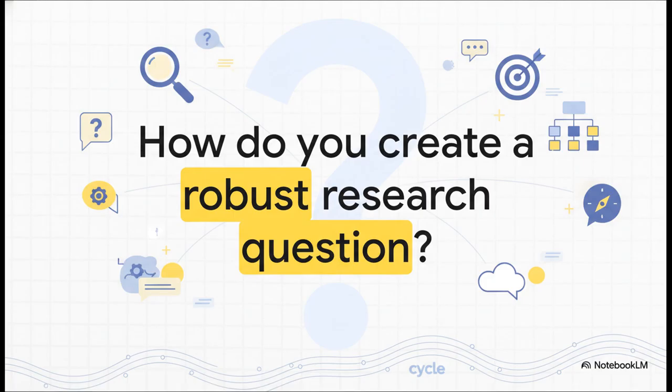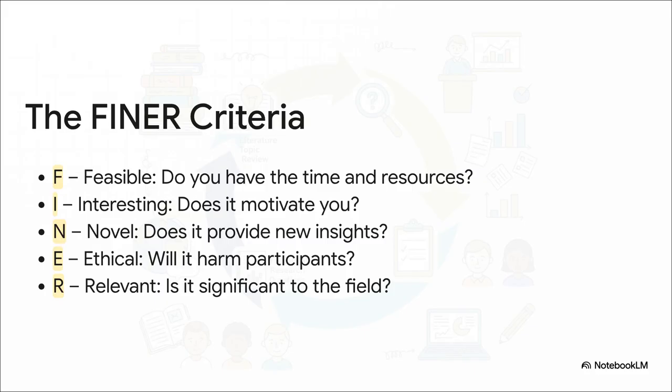So, how do we actually build one that works? Well, lucky for us, there's a fantastic framework for that. It's called the FINER criteria. It's like a 5-point inspection for your question. First up, is it feasible? I mean, for real, can you actually do this with the time and resources you have?